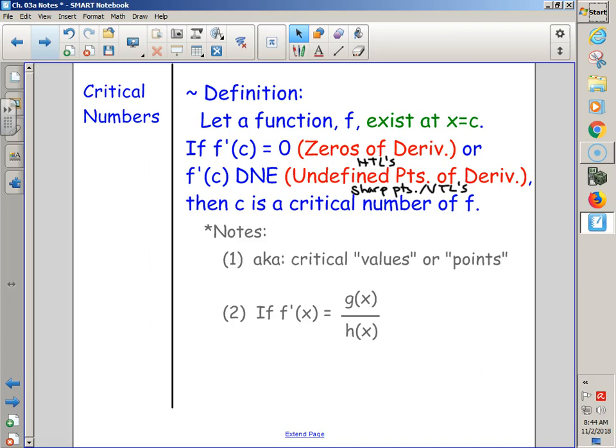You probably think I'm just going off on this whole political thing because of the elections. No, they're actually called candidates, like the AP guys called them the candidates for relative or absolute extrema. So critical numbers are the candidates for relative or local extrema. Also called critical values, critical points.